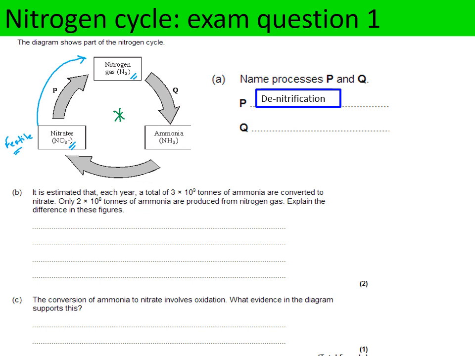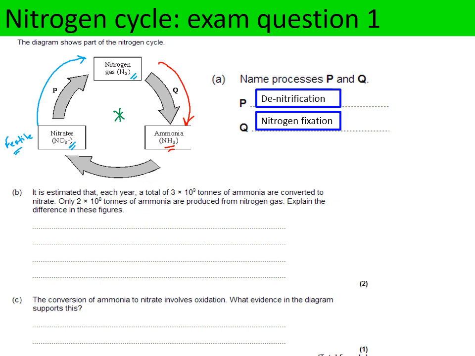Now Q, on the other side, if we start with N2 gas, Q is the conversion of the N2 gas into ammonia or ammonium ions. So this must be nitrogen fixation, where the N2 gas, which we know is non-reactive, it's very inert, is being fixed with the addition of hydrogen inside Azotobacter or Rhizobia and converted to ammonia.